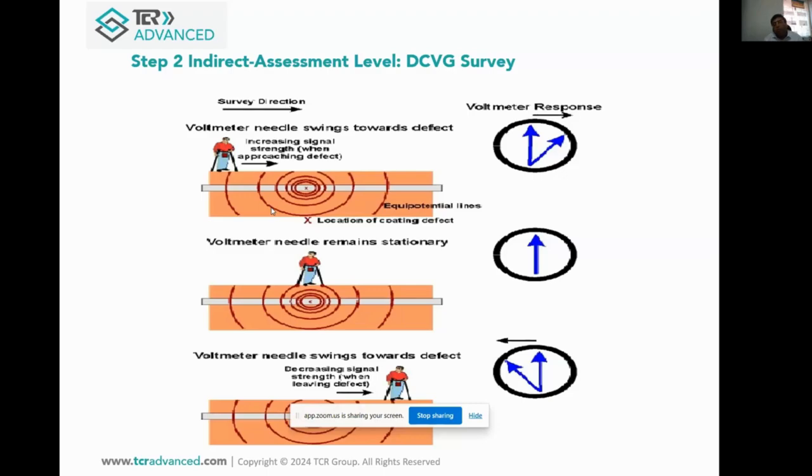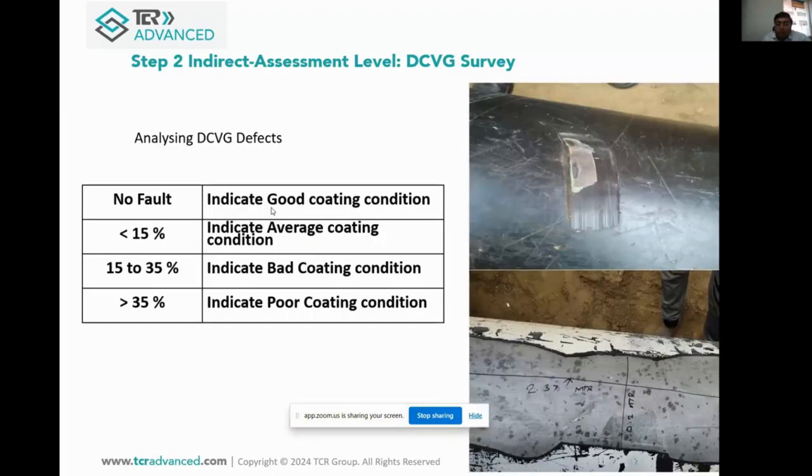So this is how asset integrity or coating integrity surveys are carried out, and then the results analysis of a DCVG defect. If the defect gradient is less than 15%, it indicates average coating conditions. If it is between 15 to 35%, then it indicates bad coating conditions, and greater than 35% indicates poor coating conditions.